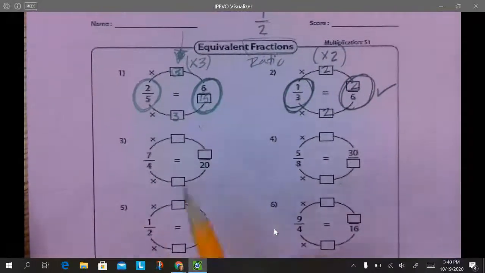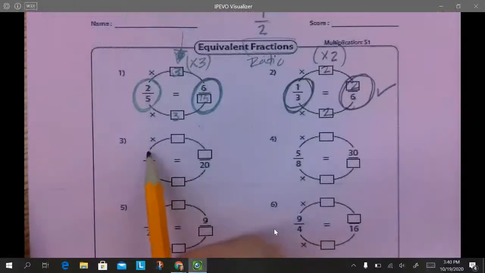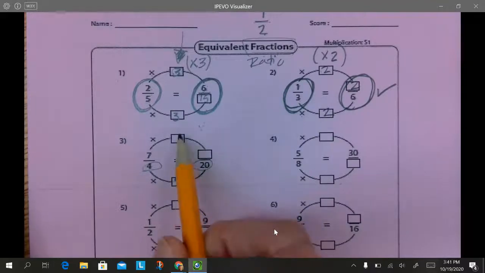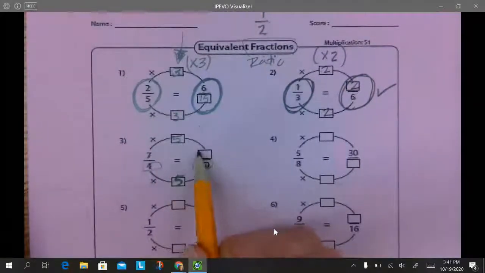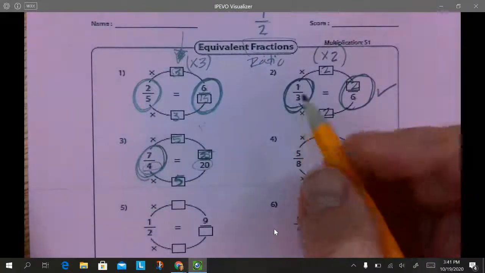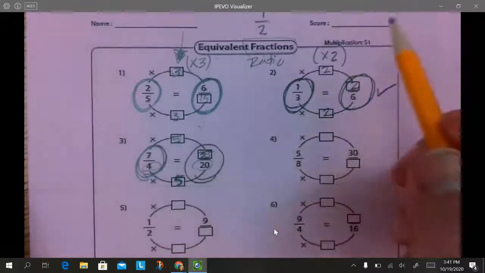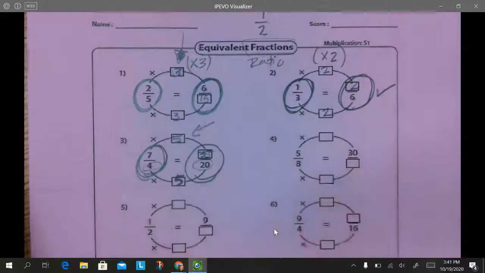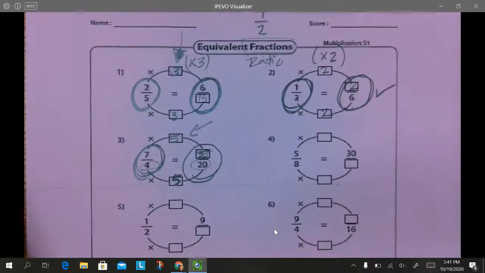Look at number 3. You have 7 to 4, and somehow you needed to get over here to 20. Okay, so look at your denominators. What factor did you use? 4 times what? 5 to get to 20. Well, then you have to put your 5 up here too. 7 times 5 is 35. So then these two ratios, 7 to 4 and 35 to 20, are equivalent. Okay, and they're equivalent because you increased them by 5. Okay, look at the next one.